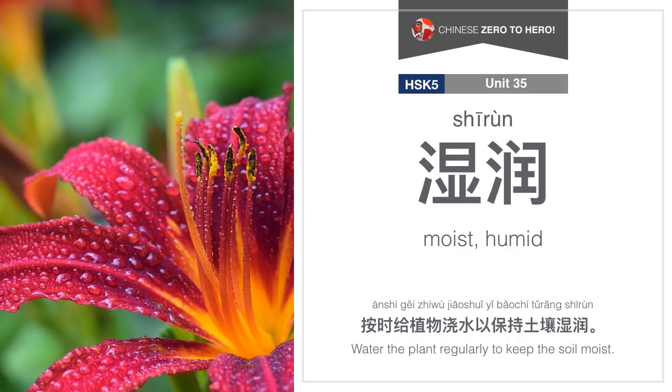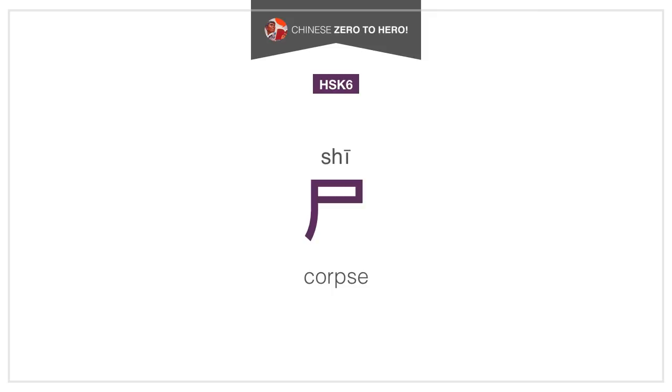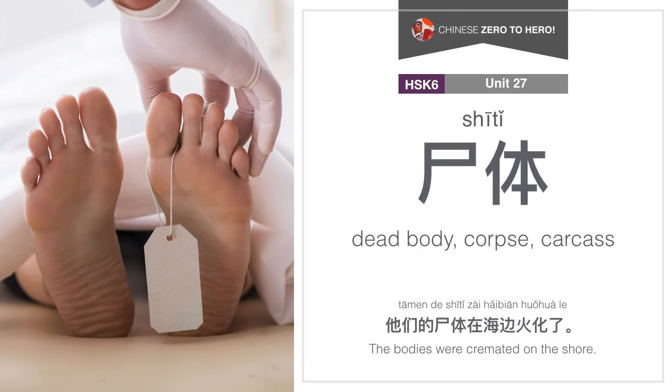In HSK 5, we also learned 湿润 meaning moist or humid. 按时给植物浇水以保持土壤湿润. Water the plant regularly to keep the soil moist. 尸 when written like this means a corpse or dead body. In HSK 6, we learned the word 尸体 meaning dead body, corpse, or carcass. 他们的尸体在海边火化了. Their bodies were cremated on the shore.